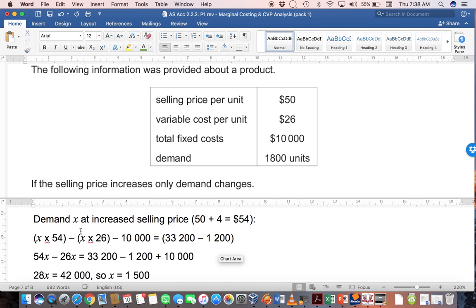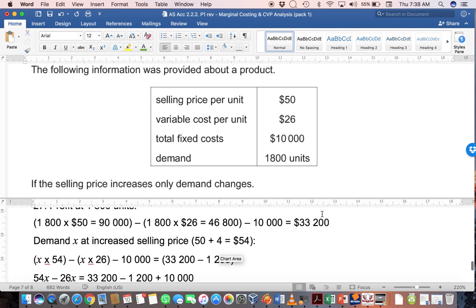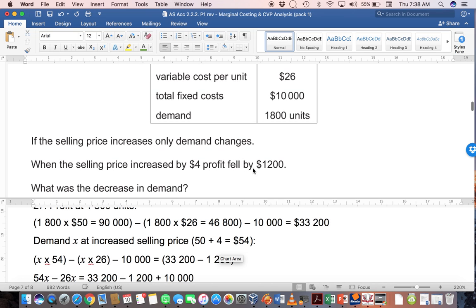If we are now going to have a look at a different quantity, we can make the demand, or the new quantity, X at the increased selling price of $54 and then recreate this equation. We can say our new quantity X times the $54 selling price, minus X times the $26 variable costs, or if you wanted to, you could combine the two of them to get your contribution margin, which would be 54 minus 26 times X, and then minus your 10,000 fixed costs, because obviously that won't change, is going to equal a smaller profit.